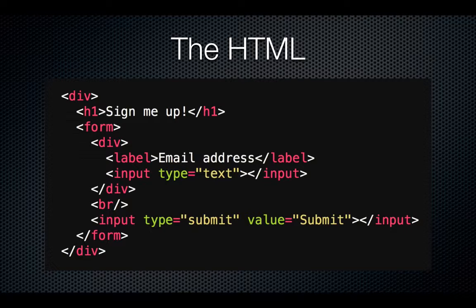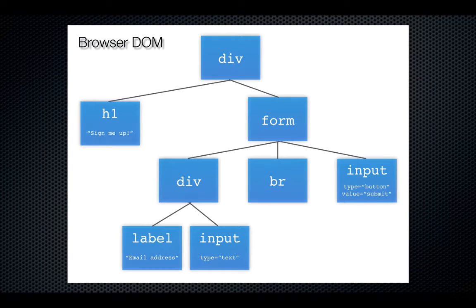Now, when the browser parses that HTML, it assembles it into what we call a document object model. And that's what the browser uses to render what we see on the screen. And it's really just a hierarchy of objects.